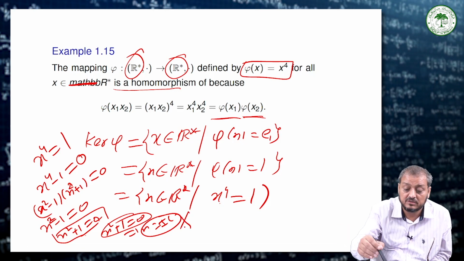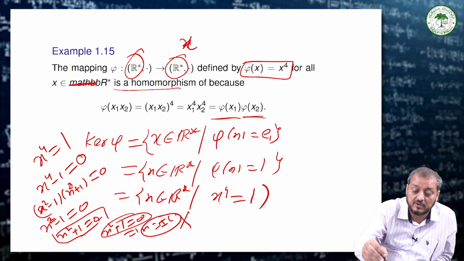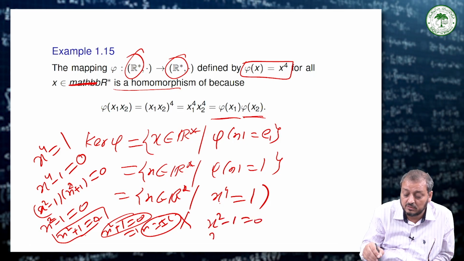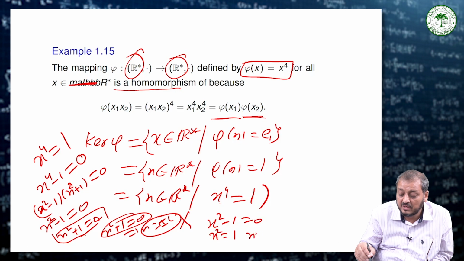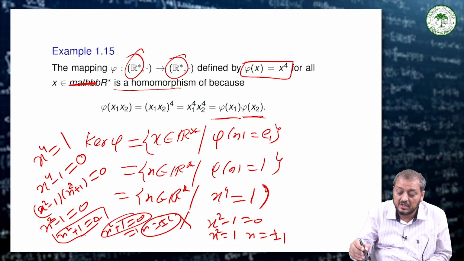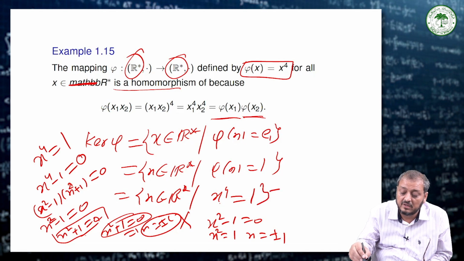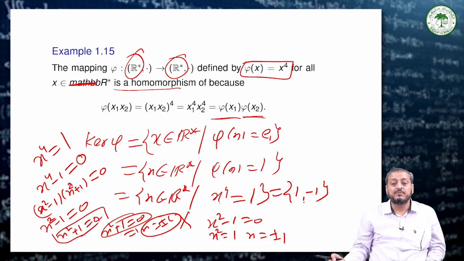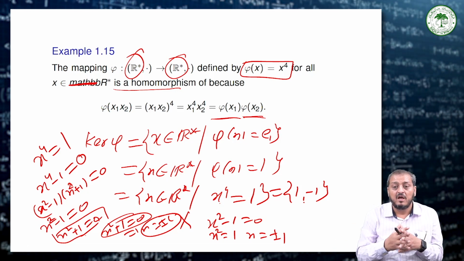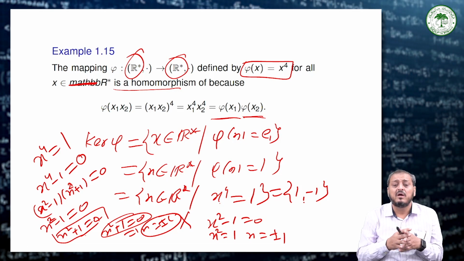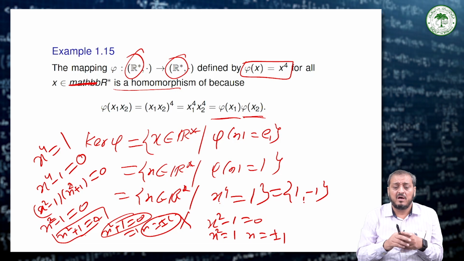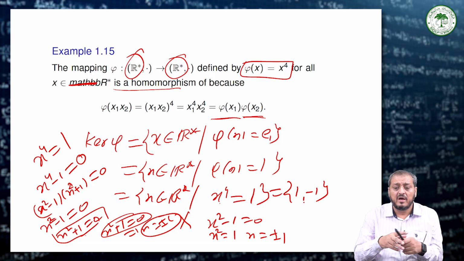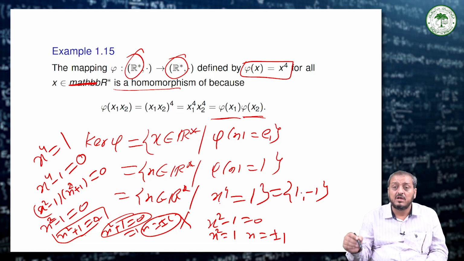The only possible thing is x square minus 1 is equal to 0, then x square is equal to 1, then x is equal to plus or minus 1. That means the kernel is nothing but 1 and minus 1. So we can simply say that the kernel of this phi, for this particular group we defined from non-zero real numbers to non-zero real numbers, phi of x equal to x to the power 4, is 1 and minus 1.